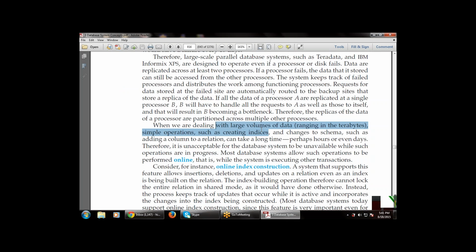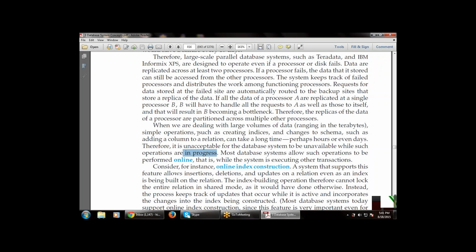When we are dealing with a large volume of data, operations such as building indices and changes to the schema, such as adding a column, can take more time. So it is unacceptable for the database system to be unavailable while such operations are in progress. Most database systems allow such operations to be performed online, that is, while the system is executing other transactions.